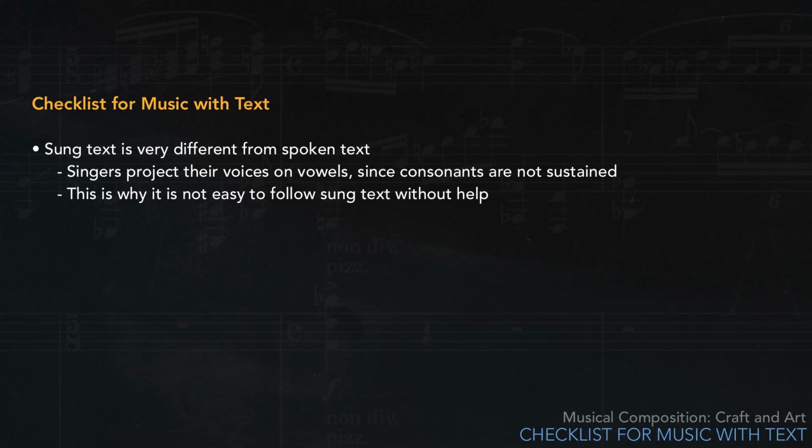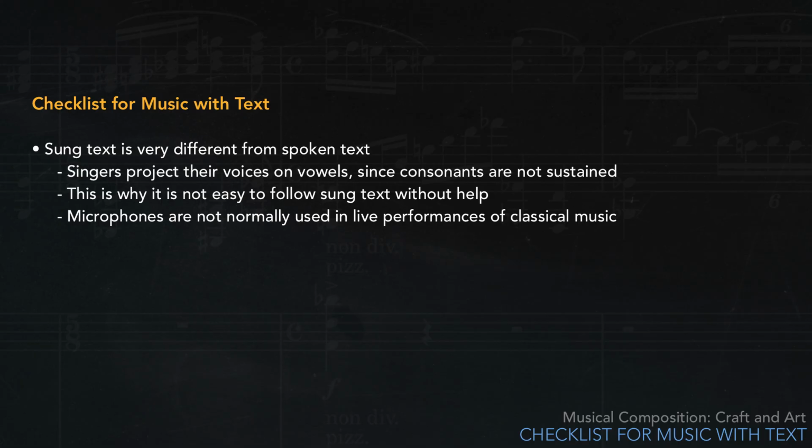Pop music is almost always sung with a microphone, which solves the problem. But microphones are not normally used in live performances of classical music. Sometimes opera houses can have the words projected above or below, which helps enormously. This is much less common in lieder concerts.